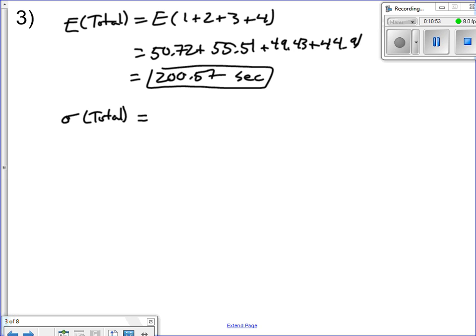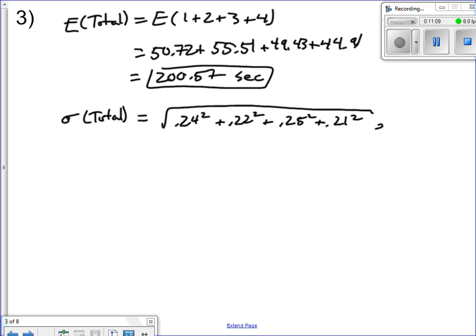Standard deviation for the total. Again, we're combining different variables. We have to combine variances. 0.24 squared, 0.22 squared, plus 0.25 squared, plus 0.21 squared. And then to get back to standard deviation, take the square root of all of that. And so the standard deviation for us would be 0.461 seconds. And again, you can see that's more variation than any of the individual swimmers, which we would expect when we put more stuff together. So there's part A, the expected mean and standard deviation.